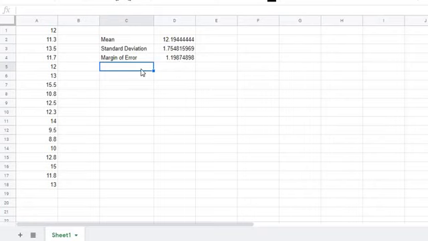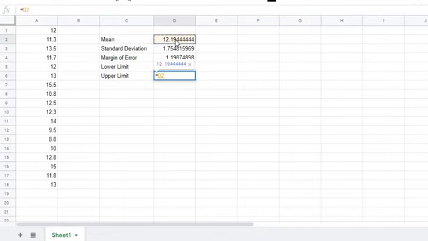Now for the confidence interval, I'm going to have a lower limit and an upper limit. These are the two endpoints, the one on the lower side and the one on the upper side. The one on the lower side is going to be equal to the mean minus the margin of error. The one on the upper side is going to be equal to the mean plus the margin of error. So here you can see I have my confidence interval of 10.996, 13.393.